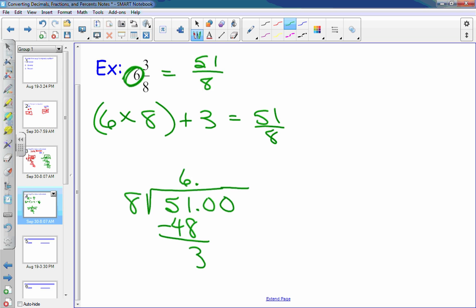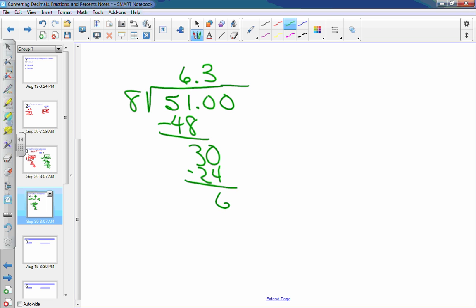Okay? So if we do this, if I drop down the 0, okay, 8 times what gives you 30, or close to 30? 3. So 3 times 8 is 24. Subtract, that's going to be 6, right? 6 times what is, or 8 times what is close to 60? 7. 8 times 7 is what? 56. Subtract, that gives me a 4. Put a 0 there and drop it down. 8 times what is 40? 5.